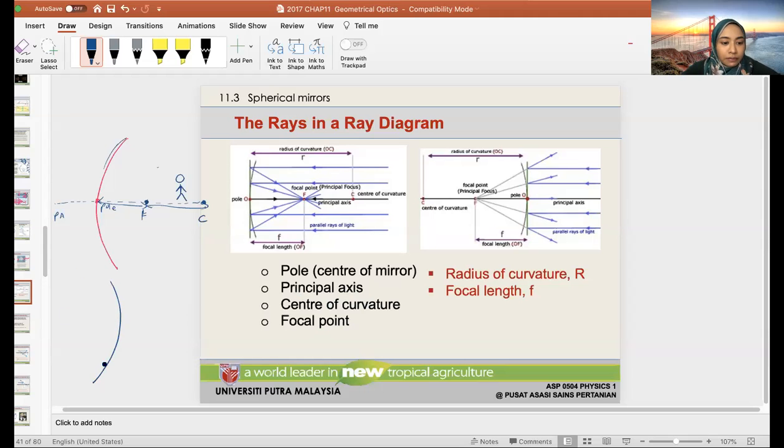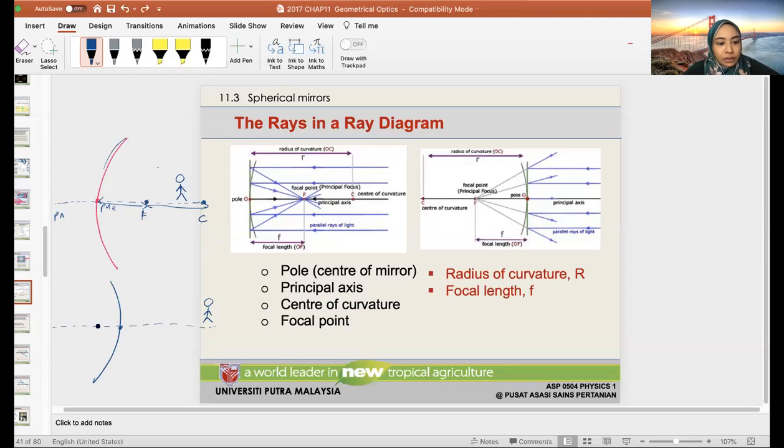What about convex? So convex, what is the center, principal axis? Center is pole, principal axis goes through the pole. And if the object is in front of the mirror in this place, which means that the focal point should be behind.